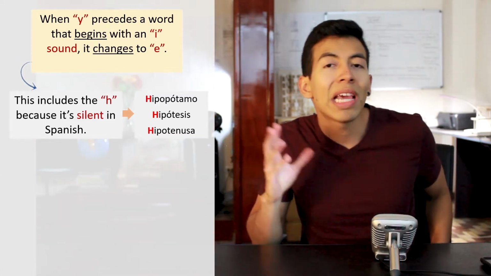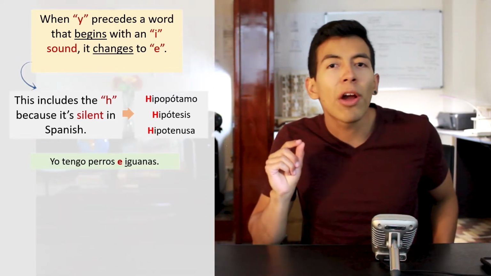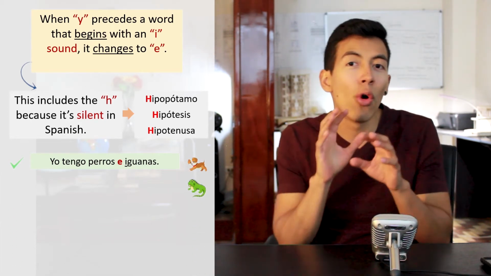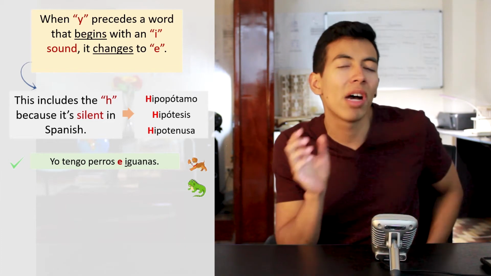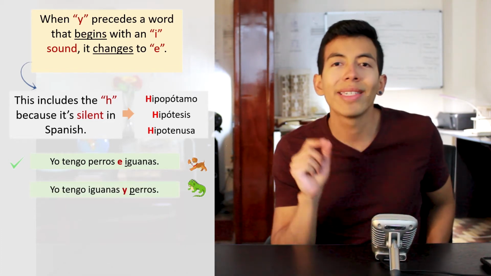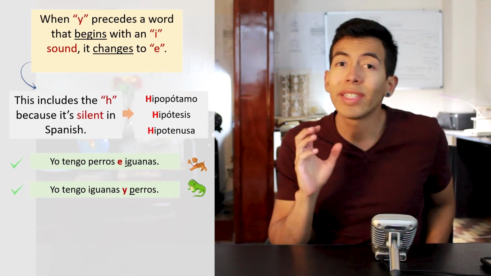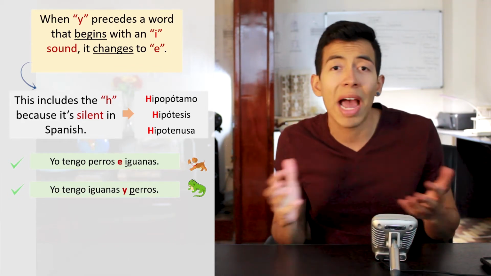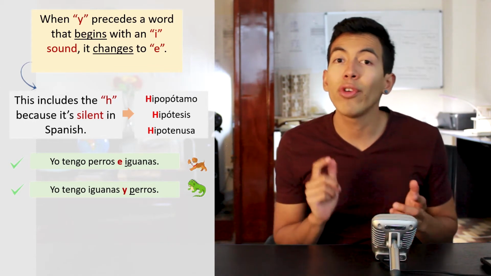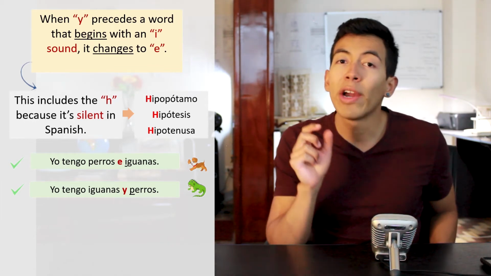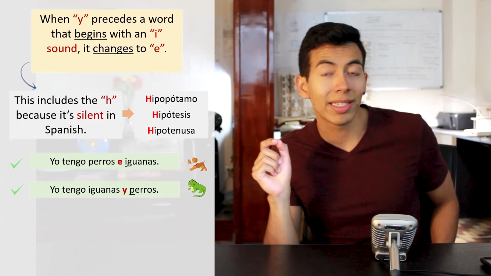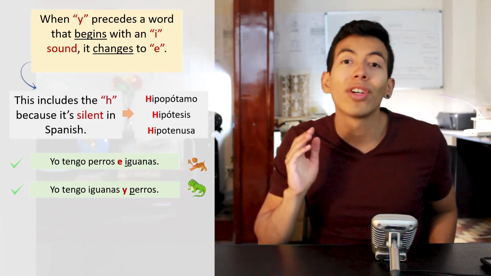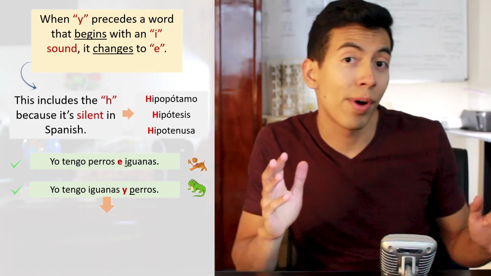And again, with the same example, if I say "yo tengo perros e iguanas", and I decide to change the order of these words, it would be "yo tengo iguanas y perros." In this case, the word perros doesn't start with this "i" sound, so I don't have to use "e", I have to use "y". I hope it's clear. Here we have another example.